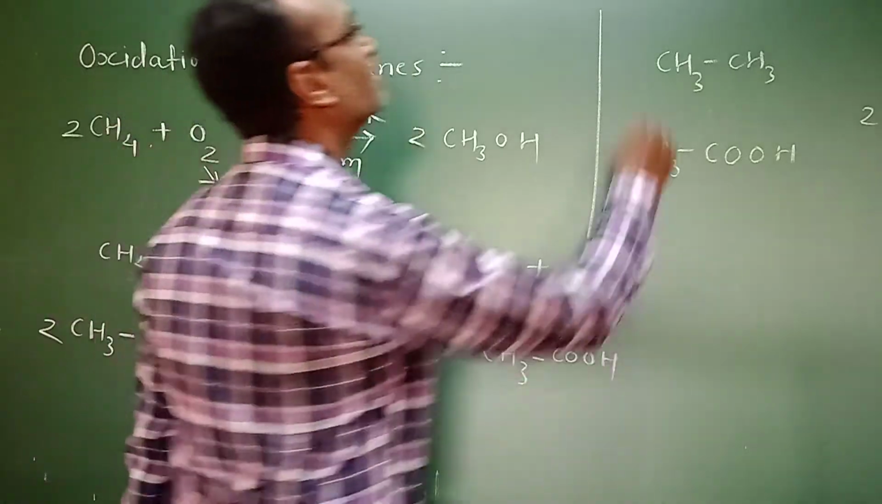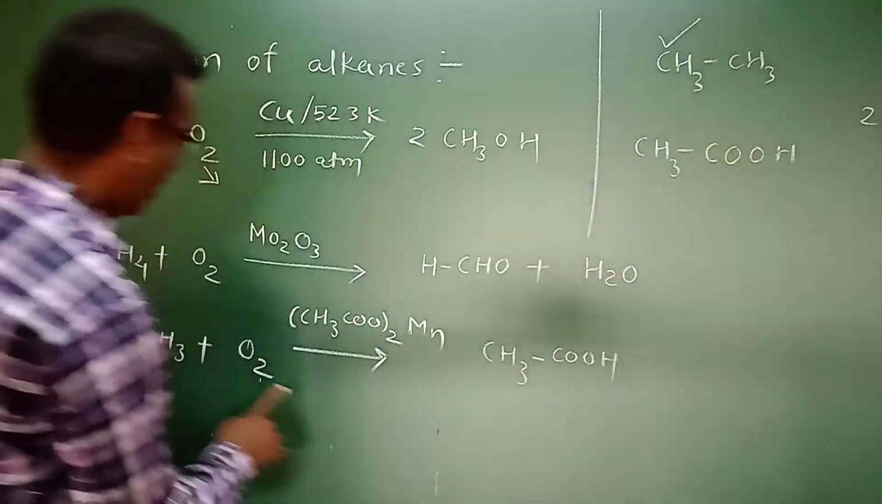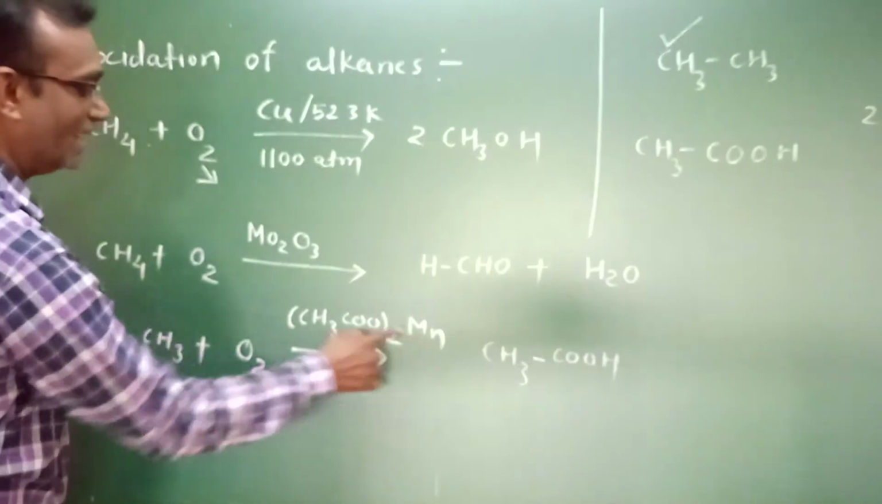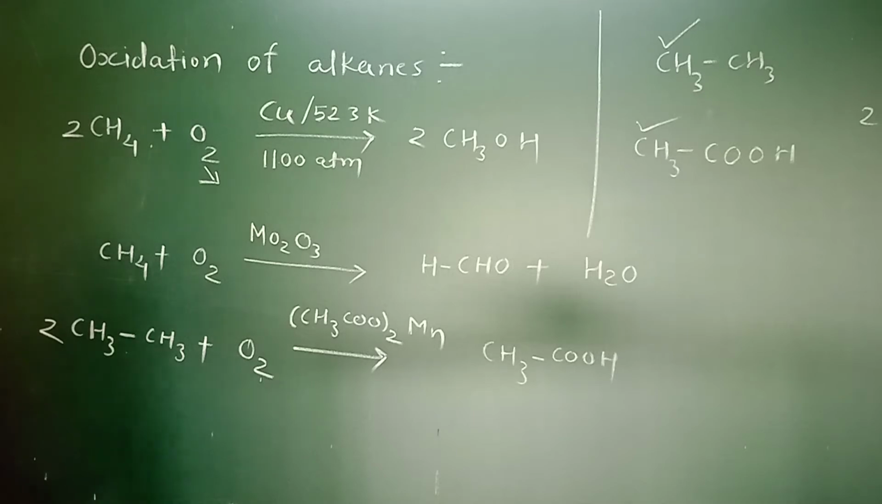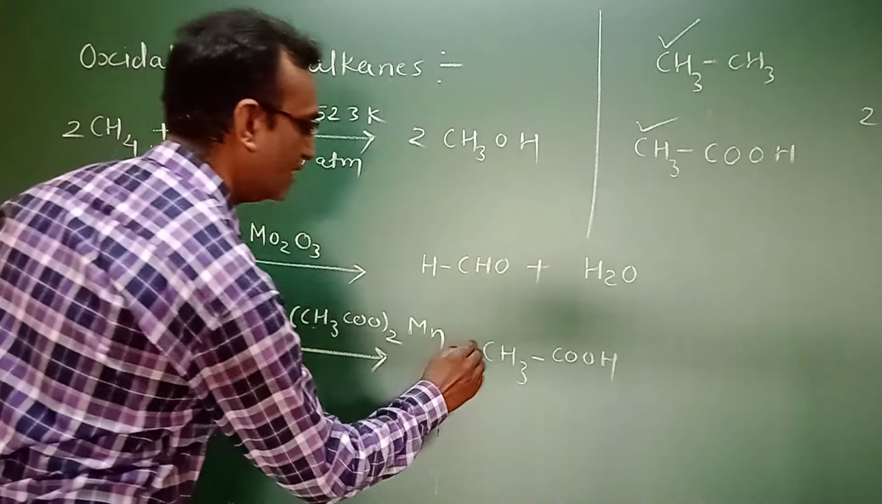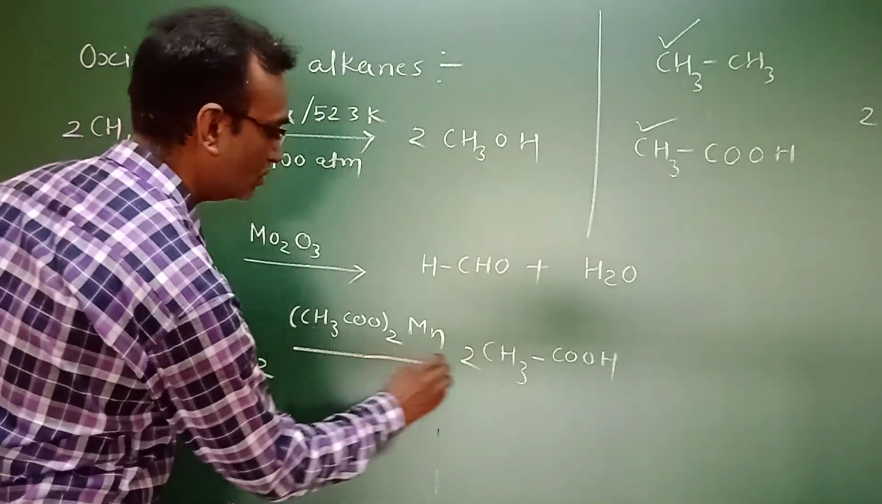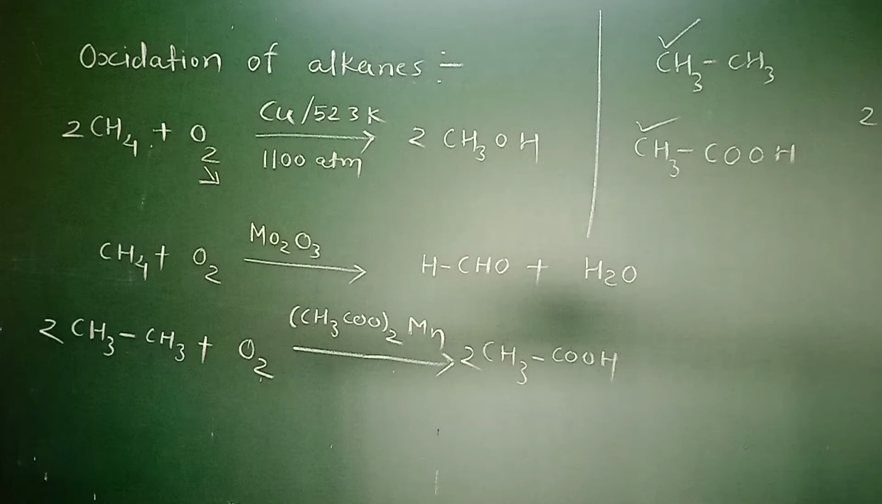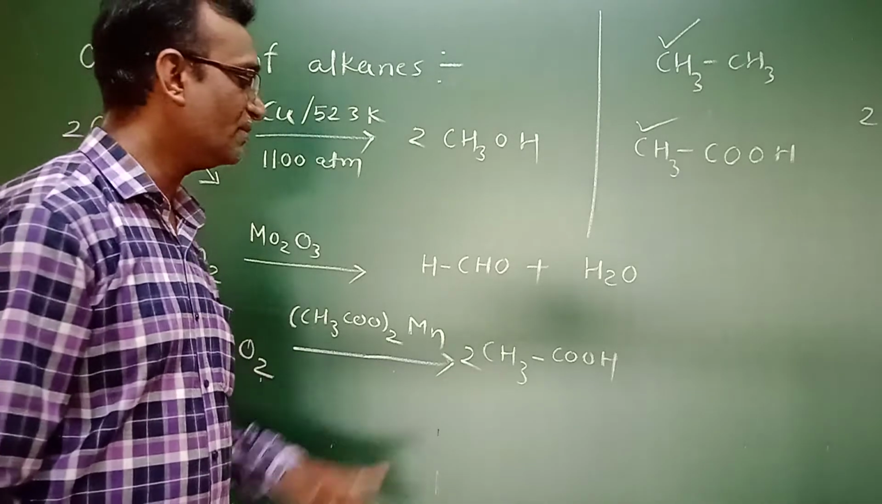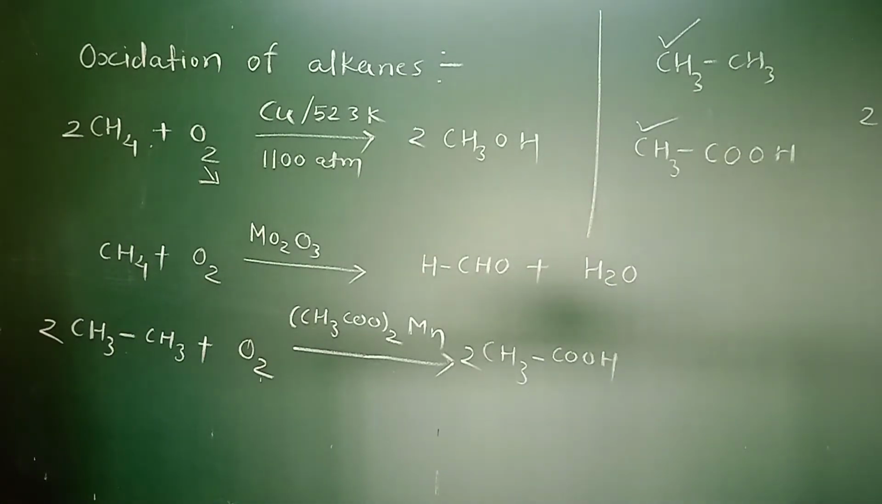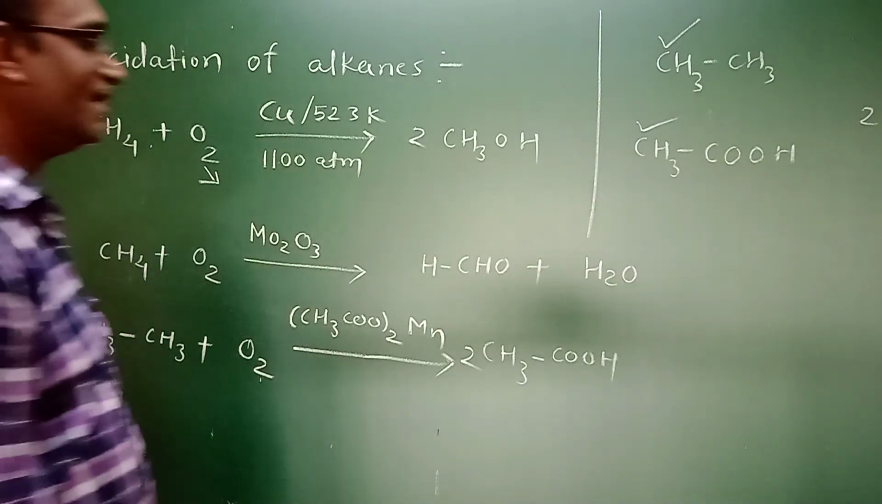CH3COOH. That is, one of the ethane molecules on oxidation in the presence of manganese diacetate gives CH3COOH. Here we use two molecules for the balancing. Therefore, here it should be multiplied by 2. There is another reason why it is balanced as a 2 here. Therefore, two molecules of ethane on oxidation give two molecules of acetic acid. Now let us balance it.